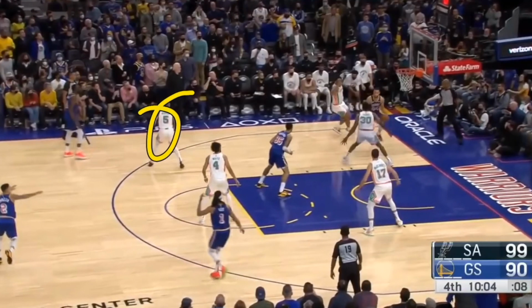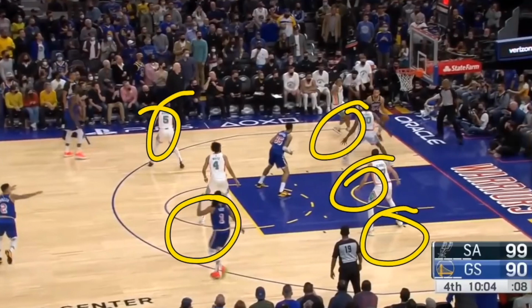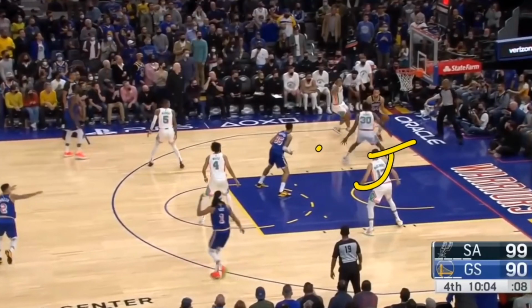So in a 2-3 zone, by attacking baseline, what should actually happen is this man will come down and the middle man will come down and essentially trap you along the baseline. If you have a high post player, you can pass to him.